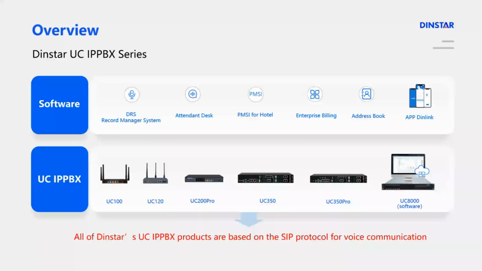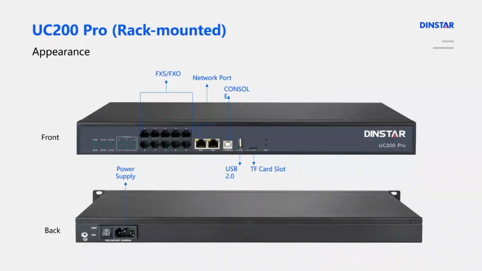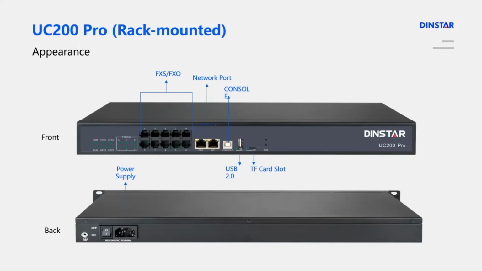The UC200 Pro is compact and powerful for small to medium-sized businesses, coming in two forms, the desktop one and the rack-mounted one. Here is the appearance of our UC200 Pro. As you can see, there are fixed FXO and FXS ports, the network port, a console port, the USB port, and a TF card slot for call recording.